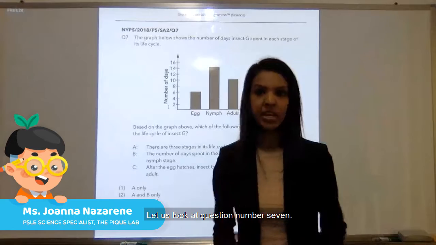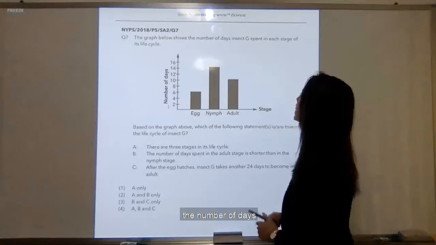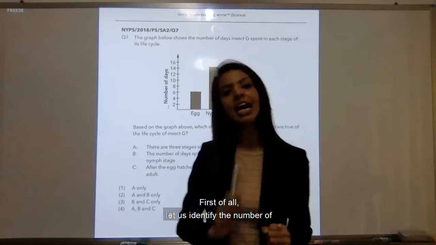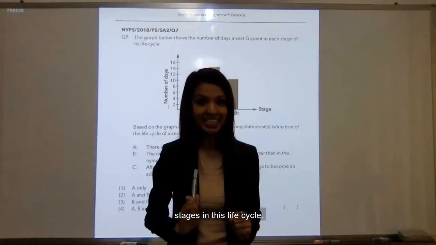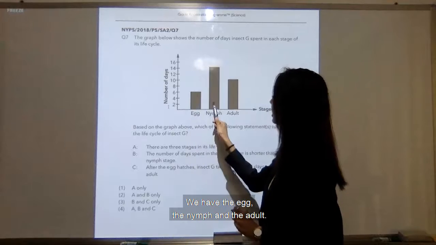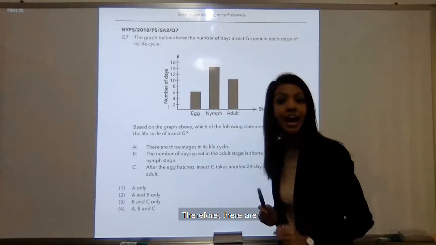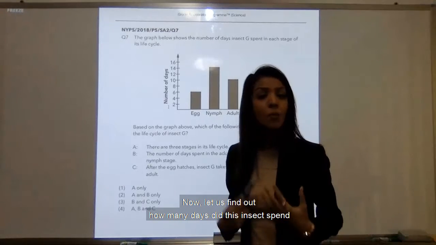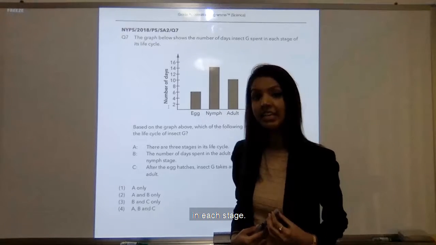At question number 7. The graph below shows the number of days insect G spends in each stage of its life cycle. First of all, let us identify the number of stages in this life cycle. We have the egg, the nymph and the adult. Therefore, there are 3 stages in this life cycle.